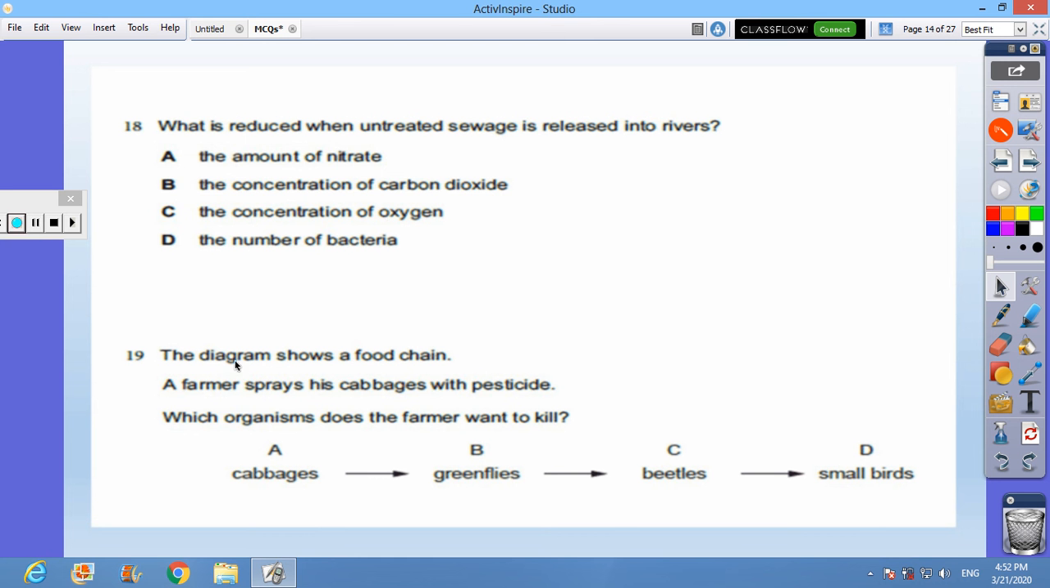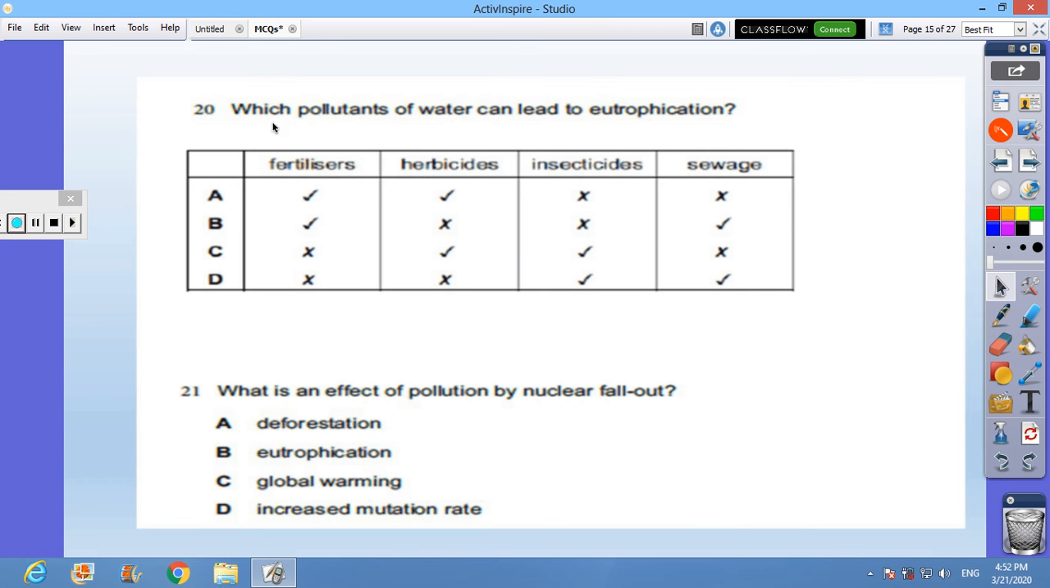19. The diagram shows a food chain. A farmer sprays his cabbage with pesticide. Which organism does the farmer want to kill? He wants to kill the insect which eats his cabbage, which must be B. 20. Which pollutants of water can lead to eutrophication? Fertilizers and sewage. That's right, the proper answer is B.